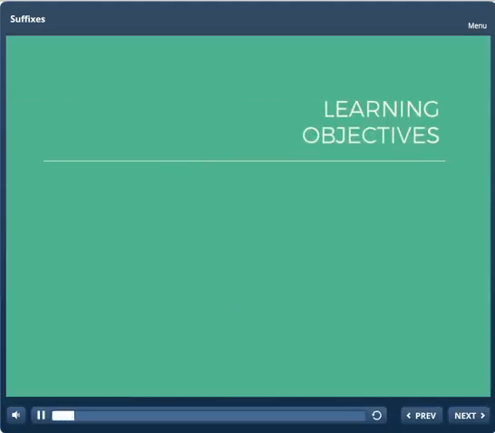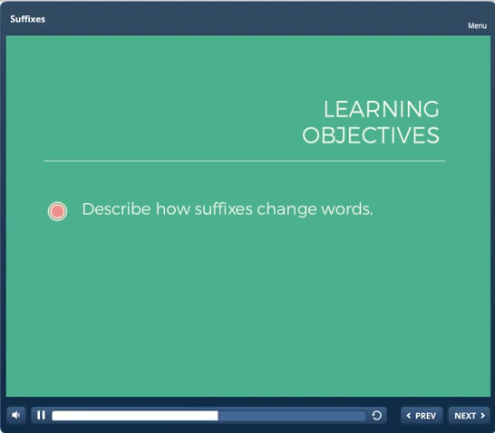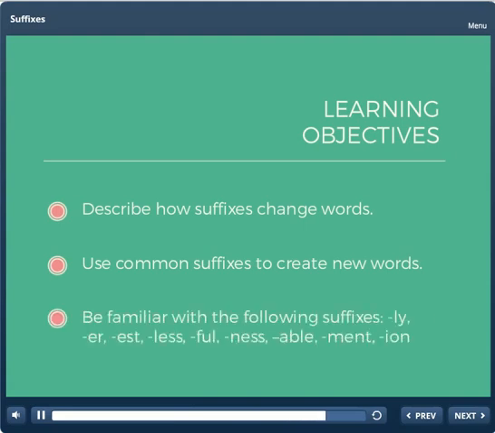At the end of this lesson, teachers will be able to describe how some common suffixes change the meaning and function of different words. They will use suffixes to create new words, and they will teach their students to identify and use common suffixes.